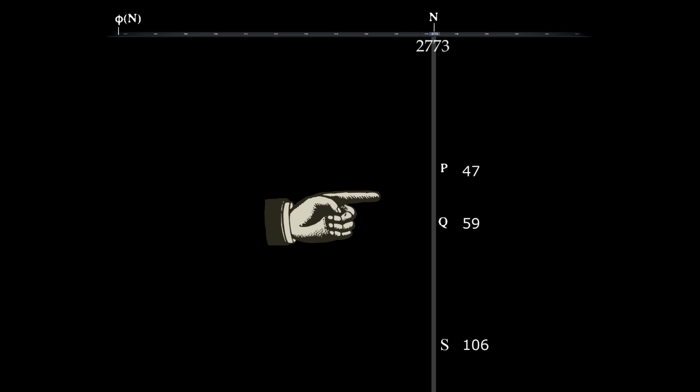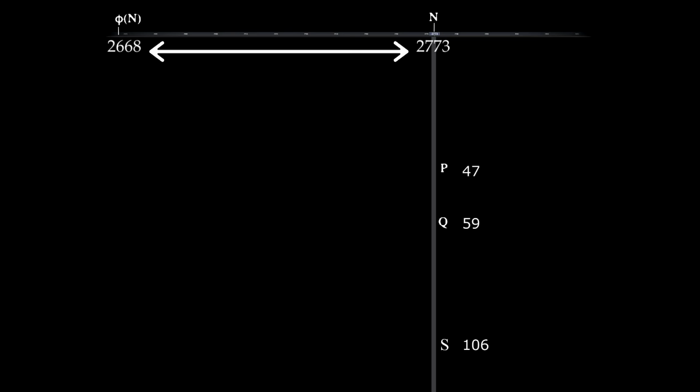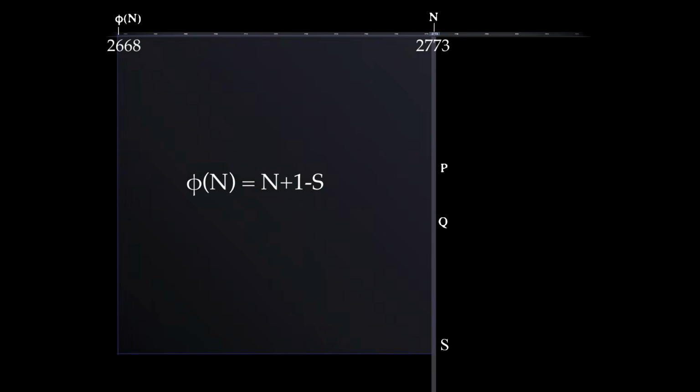Take the semiprime 2773, the product of 47 and 59. Its totient is 2668. Let's plot this on the number line to the left of n. Notice that the distance from the totient to n on the number line is almost the same as the distance from n to s on the divisor line. This provides us with a square window to see these variables in a single view.